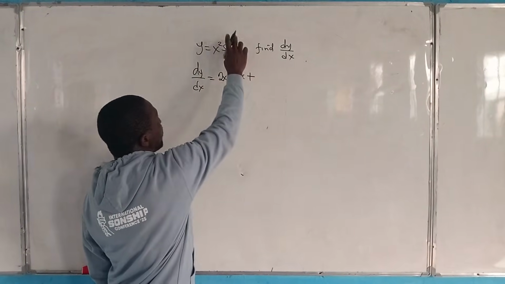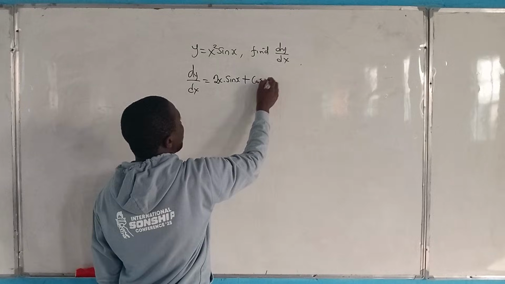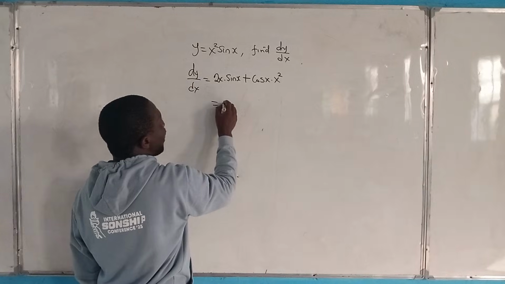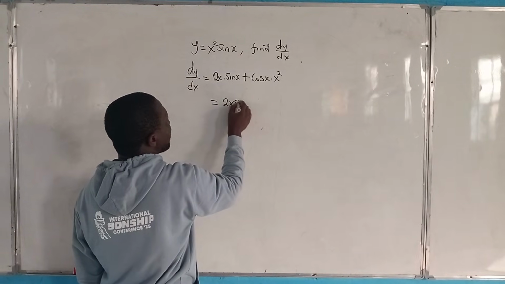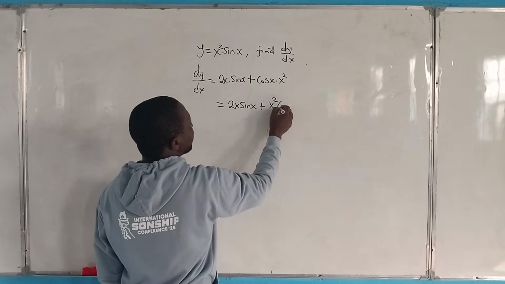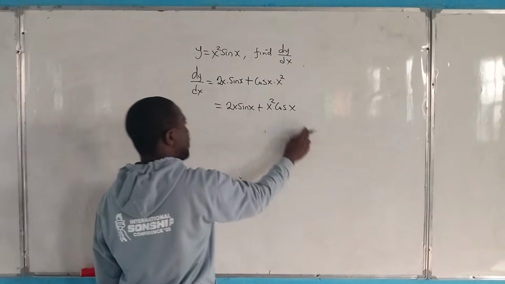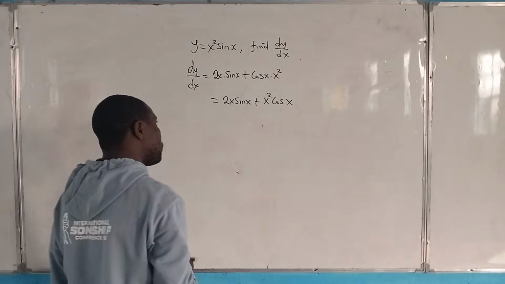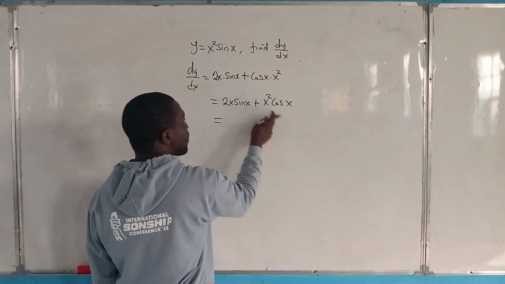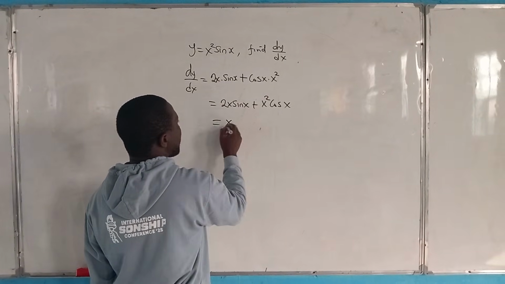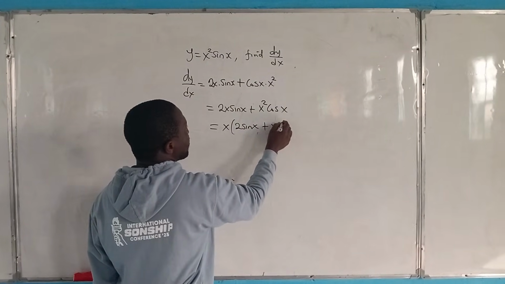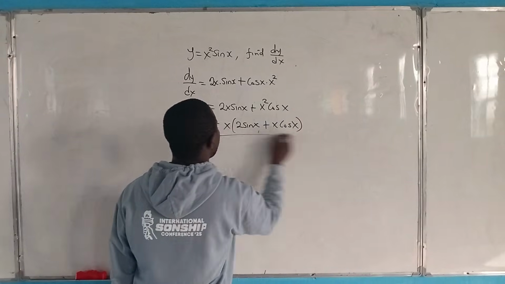Plus, differentiate sin x. What would that give us? Cos x. Then keep this one constant, x squared. So I have 2x sin x plus cos x times x squared will give me x squared cos x. This is my answer. You can factorize it if you want to. So this is my answer, but I want to factorize it. If I factorize it, what is common? x is common. So I write x into brackets 2 sin x plus x cos x. This is my final answer.